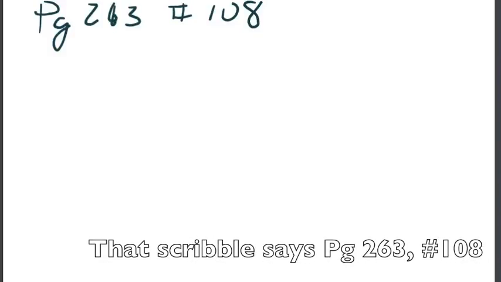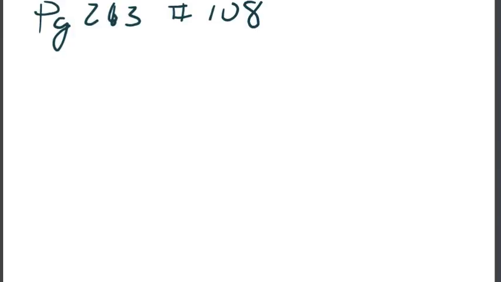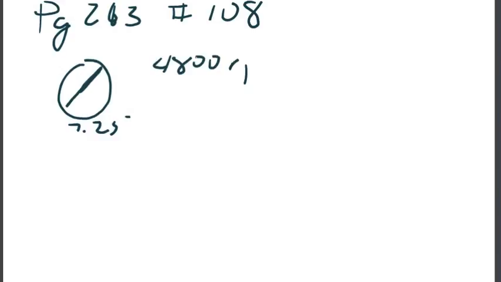So problem 263, number 108, is a linear and angular speed problem. This one is about a saw blade that has a diameter of 7 1/4 inches and rotates at 4,800 RPM, and it wants to know the angular speed of the blade in radians per second.